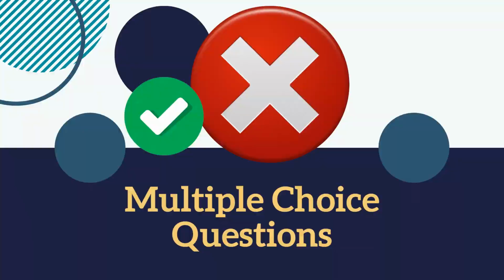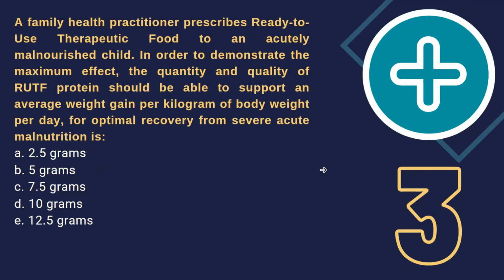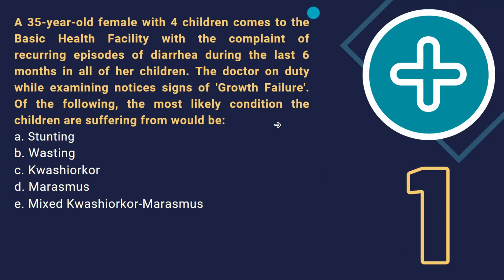It's time for the multiple choice questions. Number 1, a 35-year-old female with 4 children comes to the basic health facility with the complaint of recurring episodes of diarrhea during the last 6 months in all of her children. The doctor on duty, while examining, notices signs of growth failure. Of the following, the most likely condition the children are suffering from would be A. Stunting, B. Wasting, C. Kwashiorkor, D. Marasmus, and E. Mixed Kwashiorkor and Marasmus. The answer is A. Stunting, because it is indicated in the statement that the signs of growth failure were noticed over a period of 6 months.